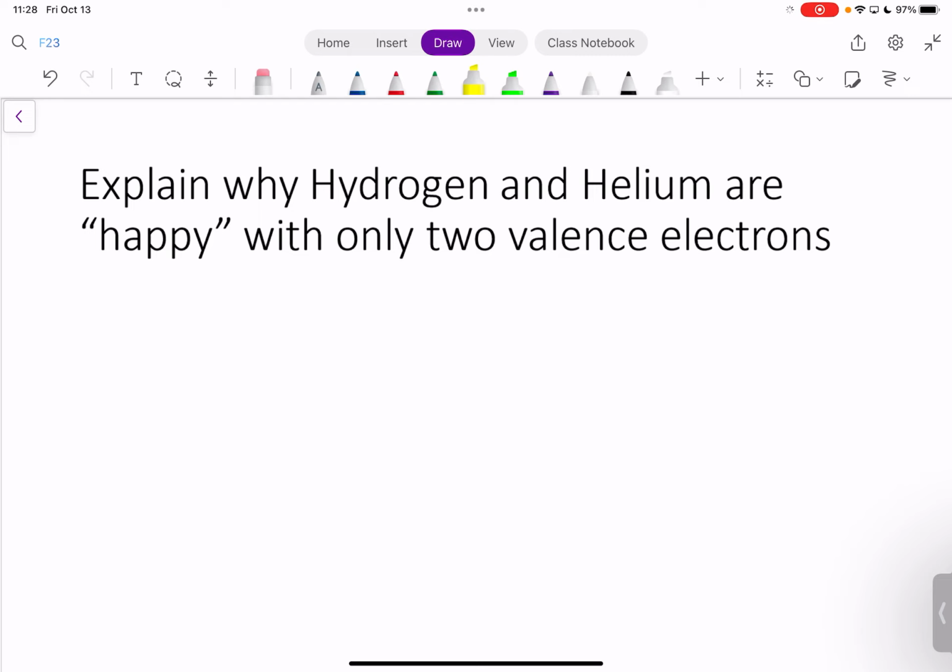Hydrogen wants to gain 1 more to be like helium. Exceptions. Other than that, though, you guys are right. 8 electrons. Everybody wants 8, other than these 2.